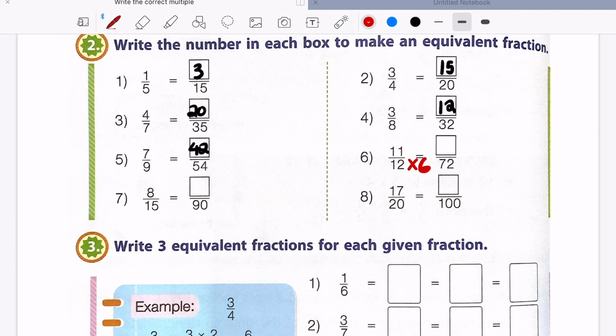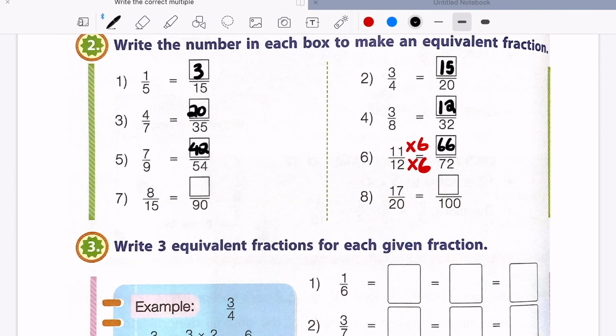So if we multiply the bottom, we have to multiply the top. So we also do 11 times 6. 12 times 6 is equal to 72. 11 times 6 is equal to 66.